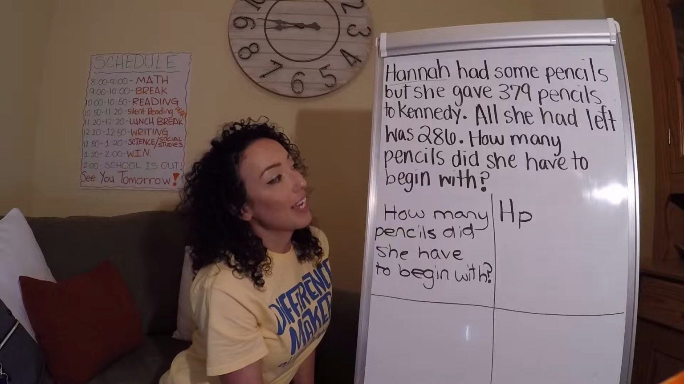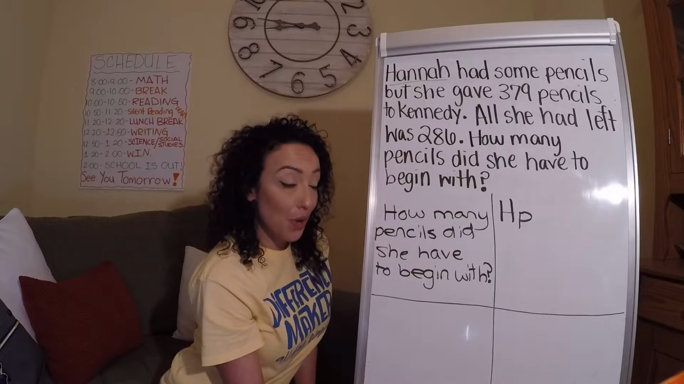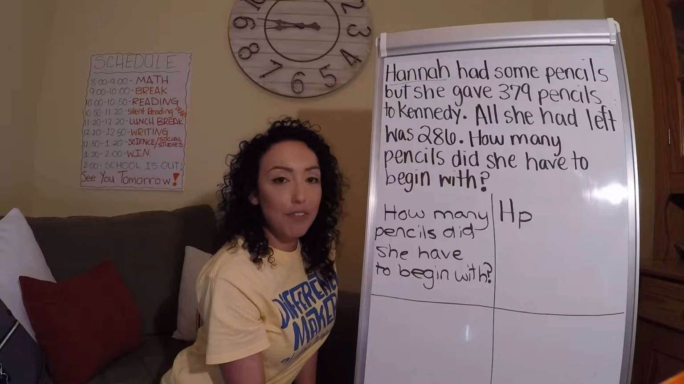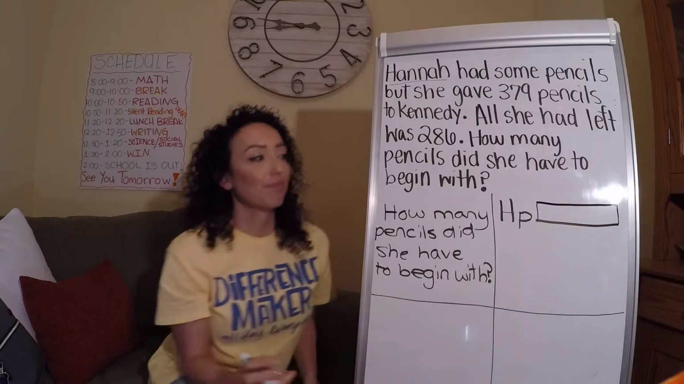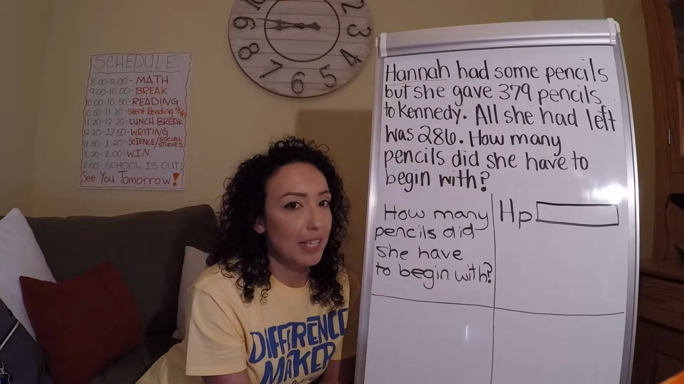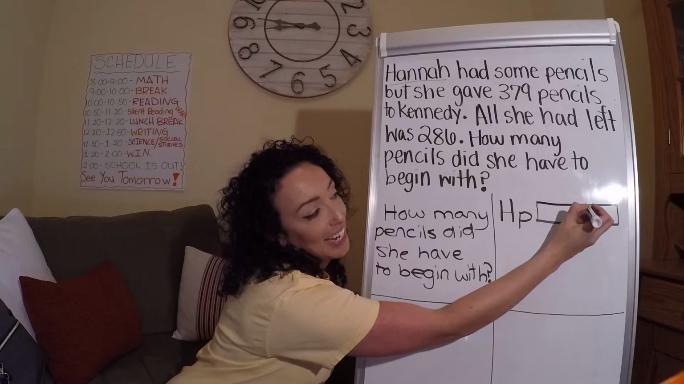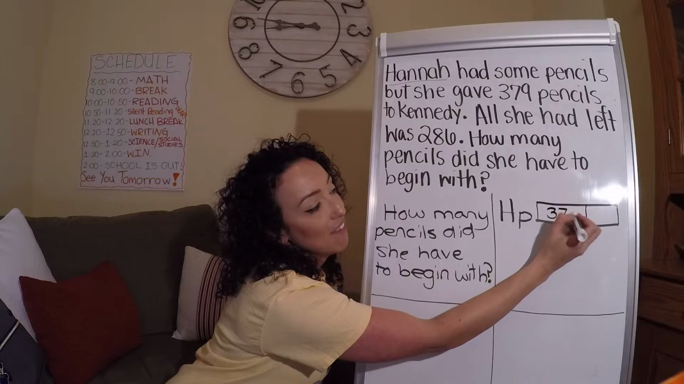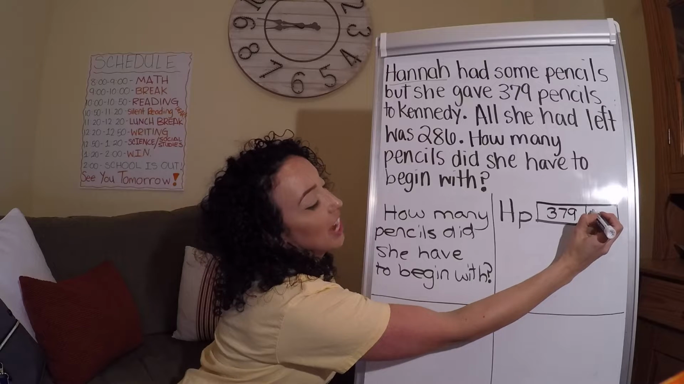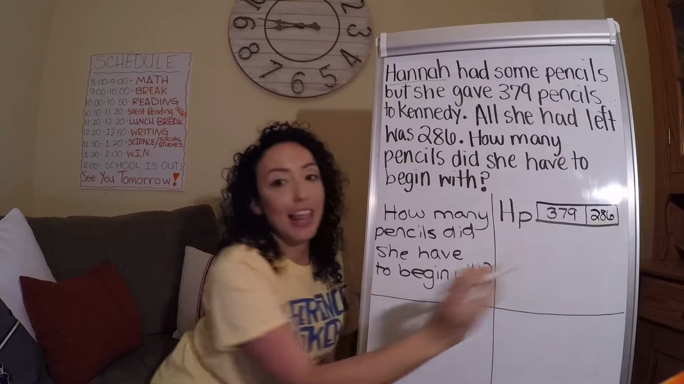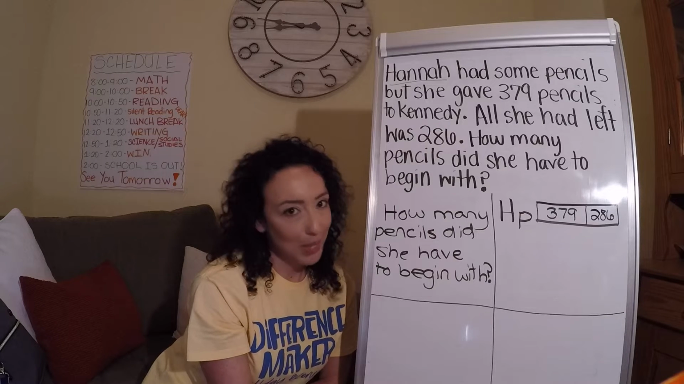When I look up here though, I don't know how many she started out with. So I don't know what my total is going to be. But I do know that I have certain parts. So I'm going to start out with a really large unit bar, because I know I can probably break this up and start out with things that I do know. I know that Hannah gave 379 pencils to Kennedy. And I know that she has 286 left. What I don't know is what she started out having before giving her pencils away.